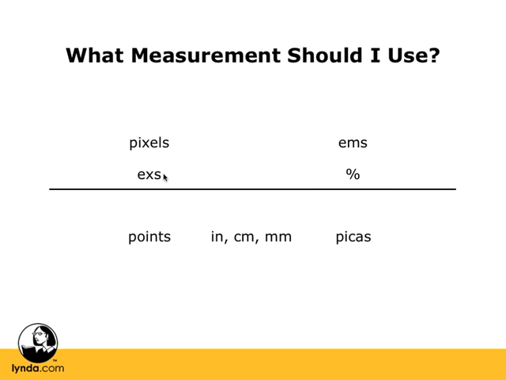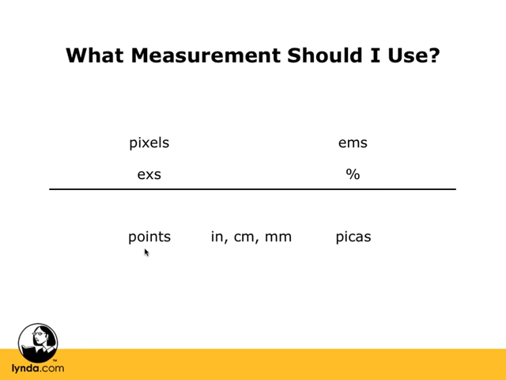The x measurement is similar to the em, but its height is based on the height of a lowercase x in the current font. And I've really never had a use for this particular measurement. You can pretty much ignore it. The percentage measurements will render pretty much exactly the same as em measurements. So if you set a font size to be 150%, it's the same as rendering a 1.5 em. And so it's going to be 150% of the default size, again, whether it's generated by a CSS rule or the browser default.